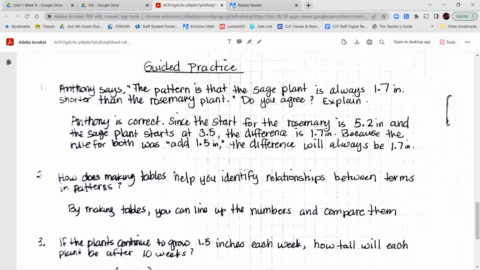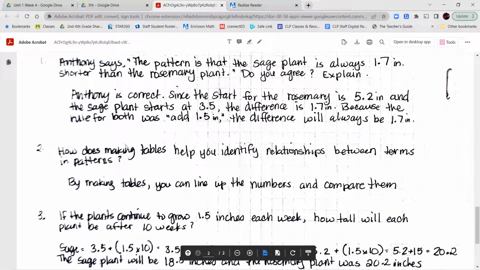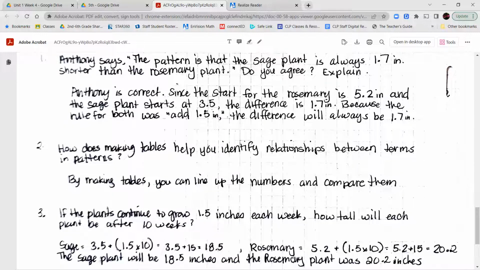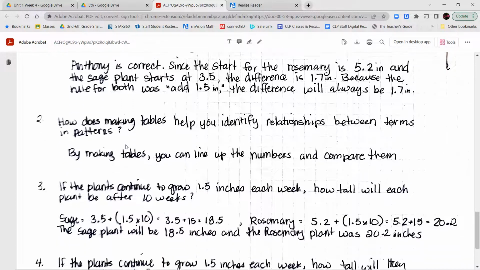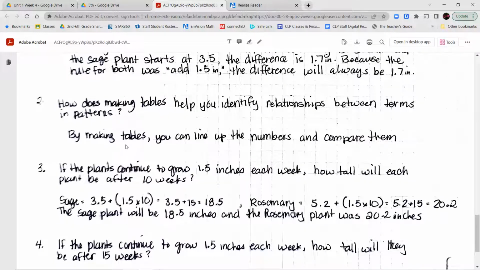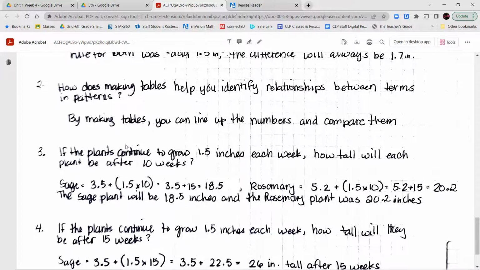For your guided practice for this lesson, our first question says, Anthony says, the pattern is that the sage plant is always 1 7/10 inches shorter than the rosemary plant. Do you agree? Explain. So this goes back to the example that we did in our video lesson. Now here Anthony's correct. Since the start for the rosemary is 5 2/10 inches and the sage plant starts at 3 5/10 inches, the difference is going to be 1 7/10 inches. Now, because they were both following that same rule of adding 1 5/10 inches, the difference is going to stay the same no matter how far you follow that pattern.